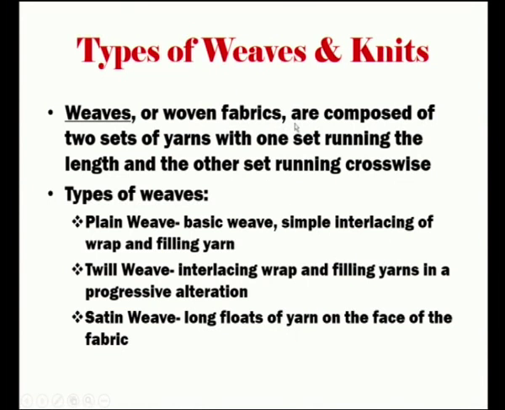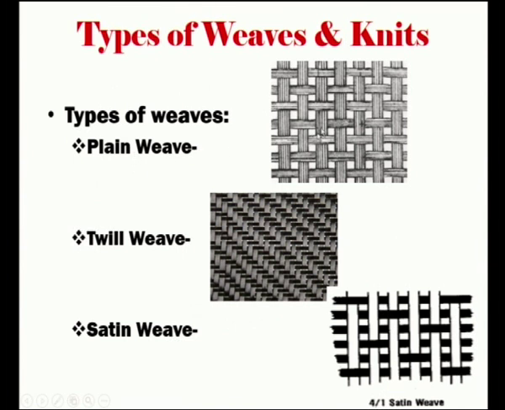Types of weaves and knits. Woven fabrics are composed of two sets of yarns, with one set running the length and the other set running crosswise. Types of weaves are plain weave, the basic weave, simple interlacing of a warp and filling yarn; twill weave, interlacing warp and filling yarns in progressive alterations; and satin weave. So, there are three types of weave based on the chains or length of the fabric materials. Shown here in the picture, plain weave is like this, twill weave is more closely connected, and satin weave has more space in between. In such a way the weaves can be prepared.